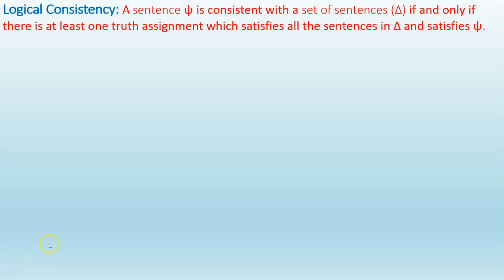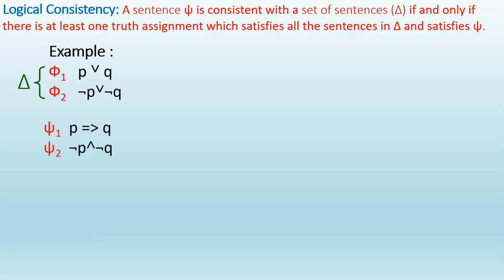Okay, sometimes when you look at definitions it's hard to really understand them, so let's look at an example. I'm going to set up two simple sentences that we've dealt with before, P or Q and not P or not Q. I'm going to call that a set of sentences delta, and I'm going to consider two further sentences, psi 1 and psi 2. Psi 1 is P implies Q, and psi 2 is not P and not Q.